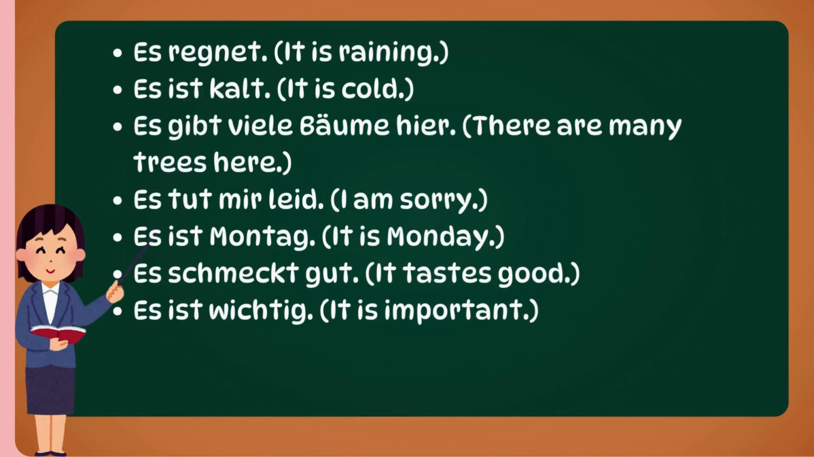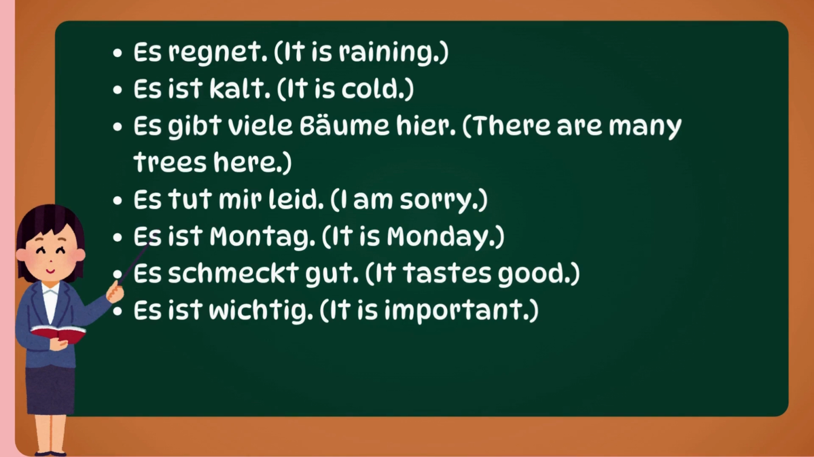Example number 3. Es gibt viele Bäume hier. Once again, es gibt viele Bäume hier, which means there are many trees here. Example number 4. Es tut mir leid. Once again, es tut mir leid, which means I am sorry.